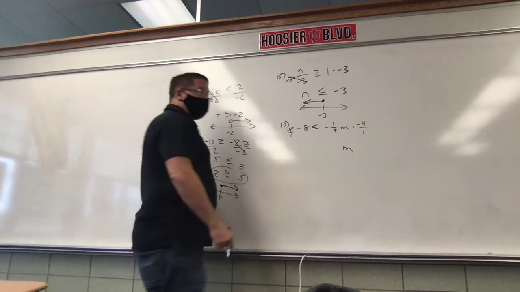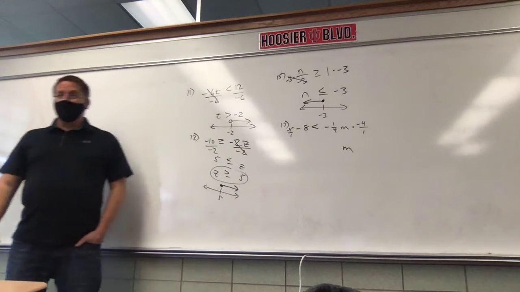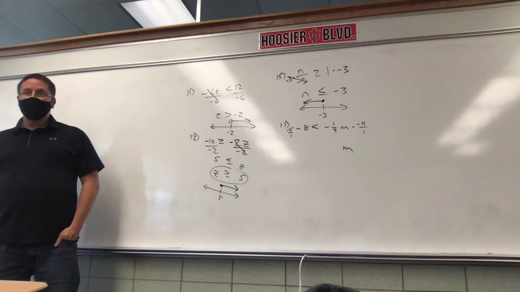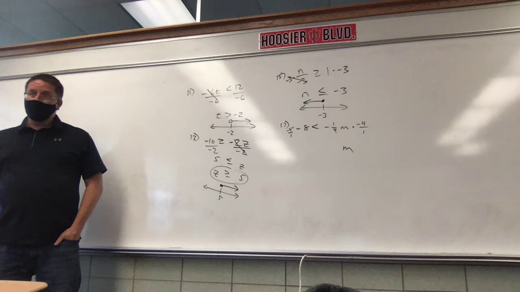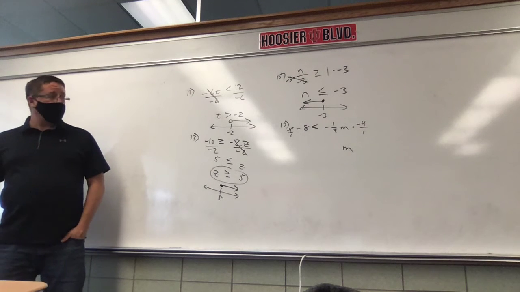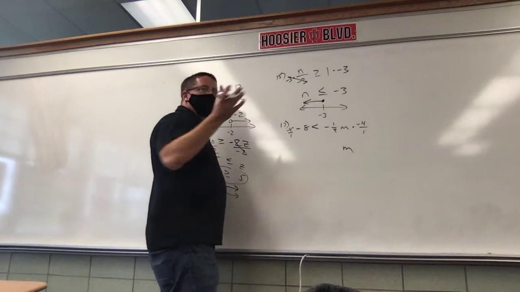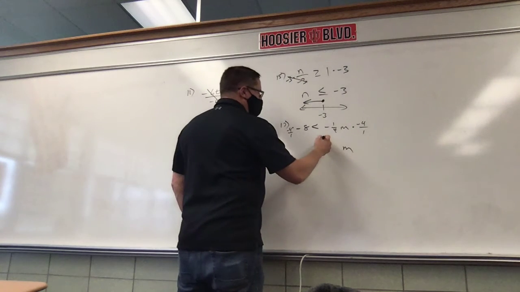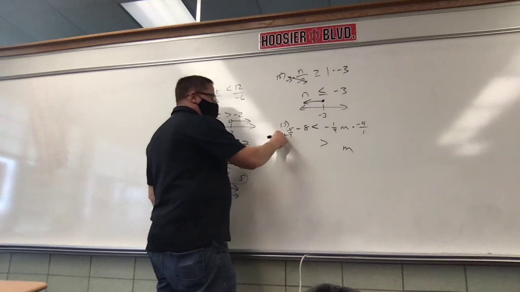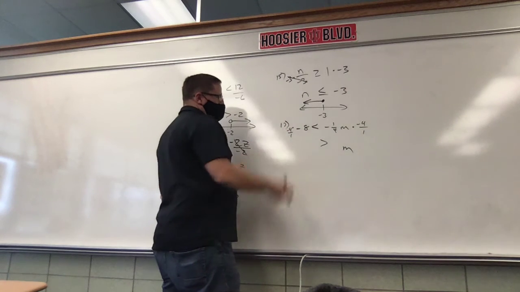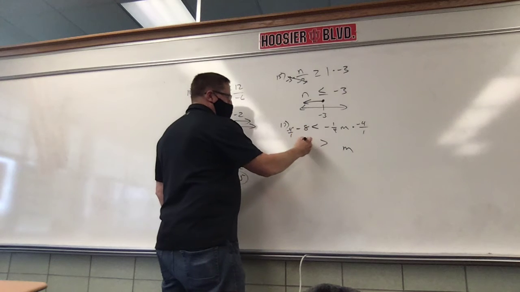Do I flip this inequality around? Yeah, we do, because we're multiplying by negative 4/1. Either way, it's a negative. So we do flip it around. A negative times a negative is a positive, and 4/1 is just 4. 4 times 8 is 32.